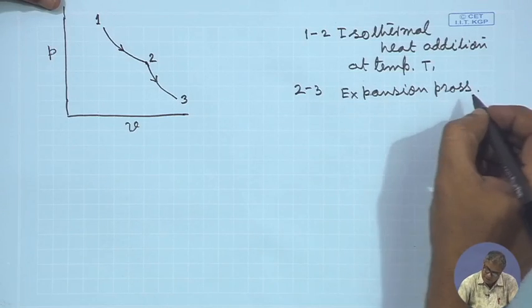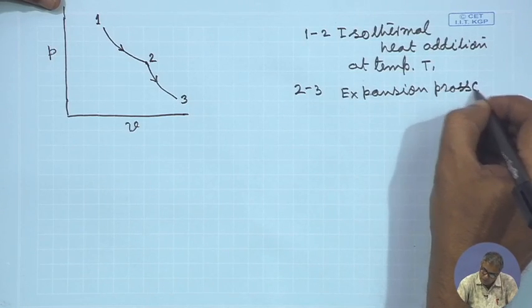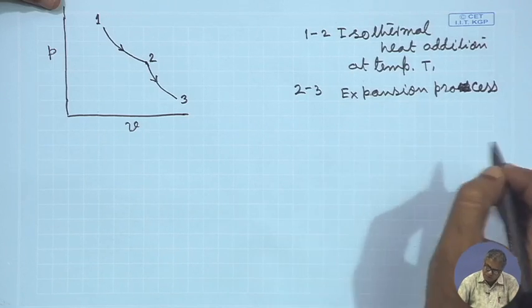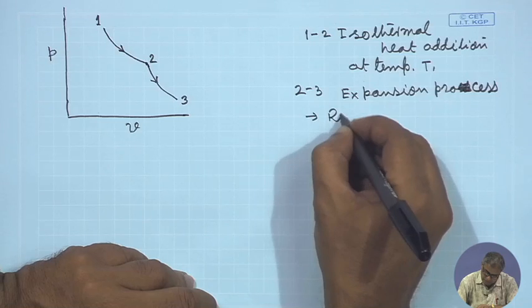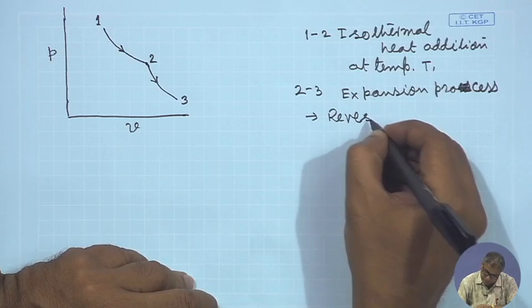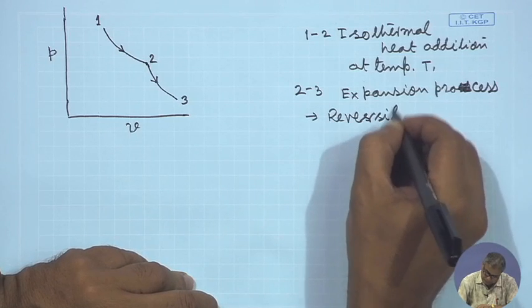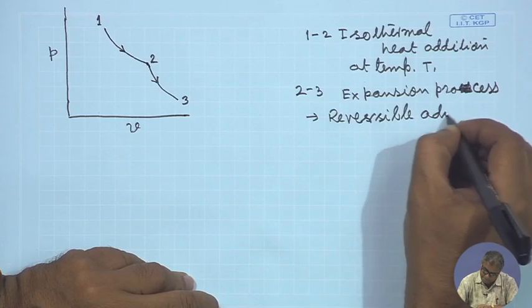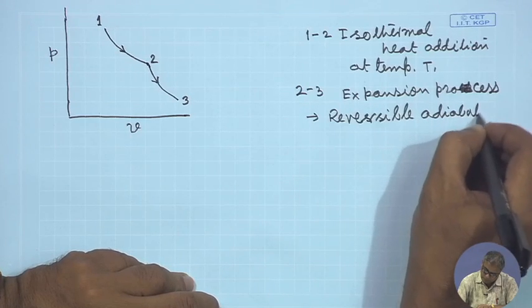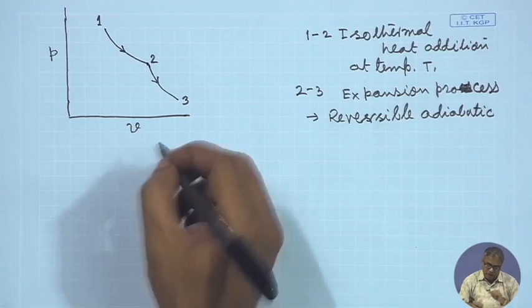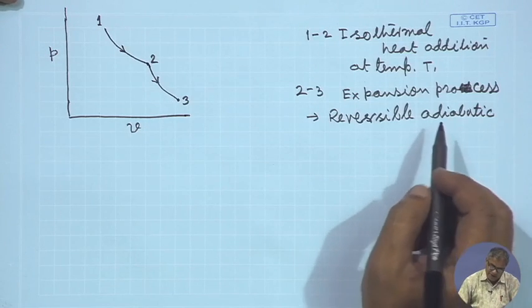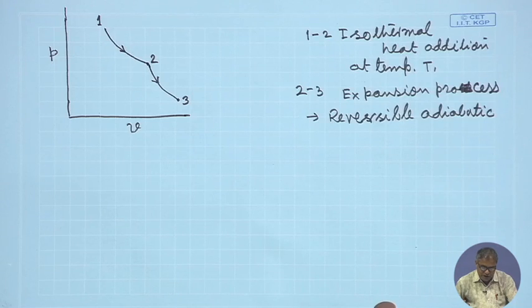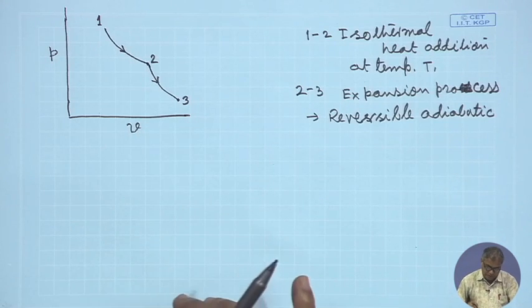But this expansion process has to be reversible again. So, it should be reversible adiabatic. That means, there will be change of temperature obviously, but there will not be any heat transfer. So, there is no heat transfer, though there is a finite change in temperature. So, this is again a reversible process.